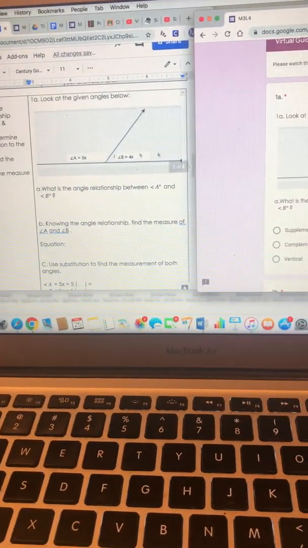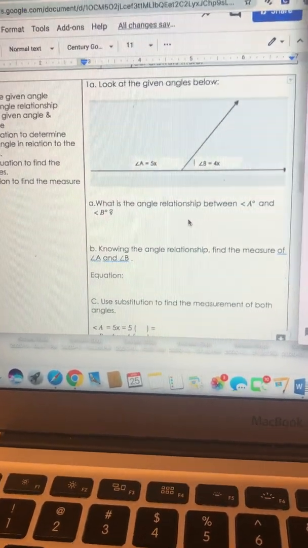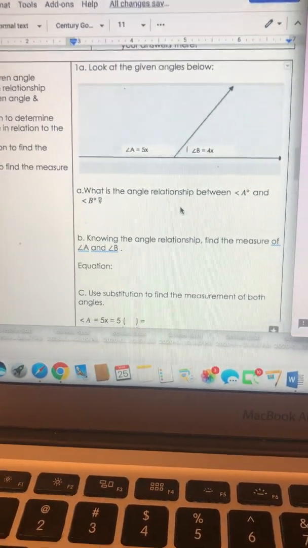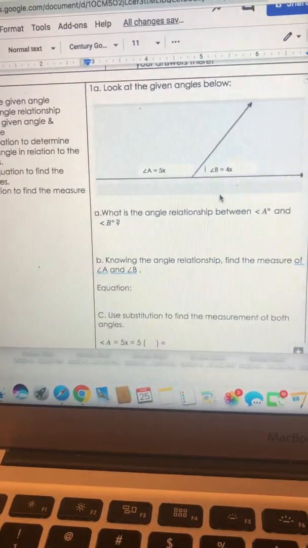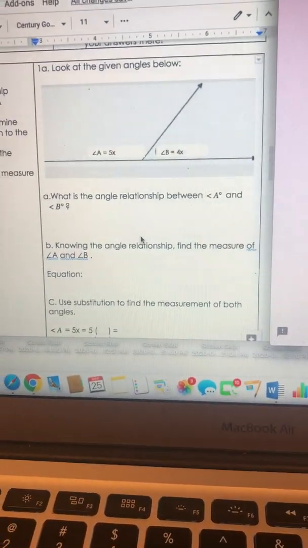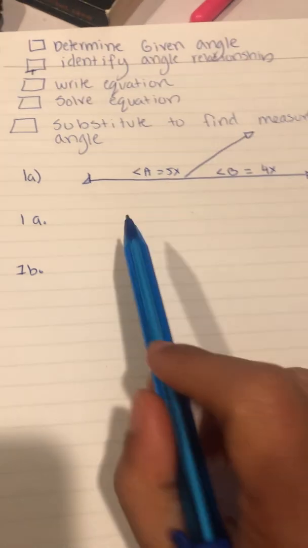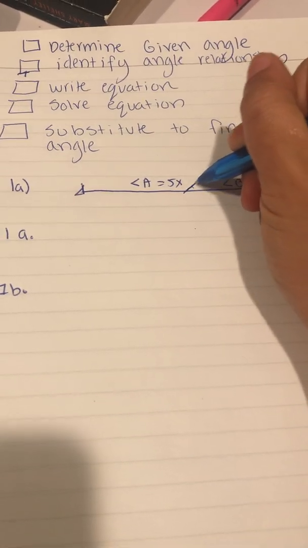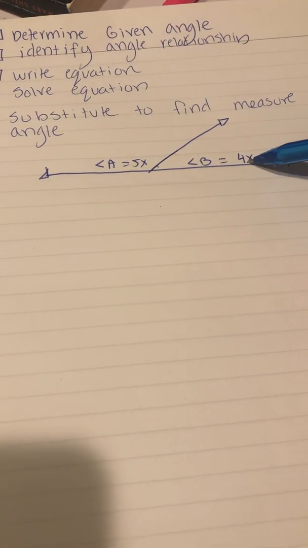Make sure that your screen is split so that you could see the aligned quiz here and the actual classwork here. So today, we're gonna go over angles again, but now we're including substitution, and you'll see what I mean later on in question number 1. So first, what I want you to do is on your notebook or on your paper, draw out the angle. So you draw a straight line, and then there's a line intersecting it, and it tells you that angle A is 5x and angle B is 4x.